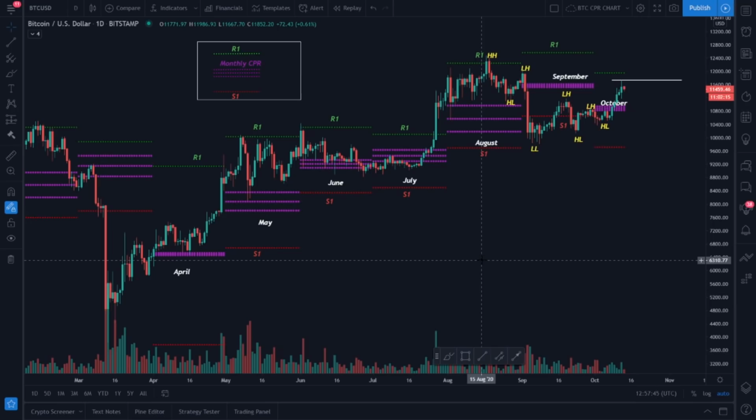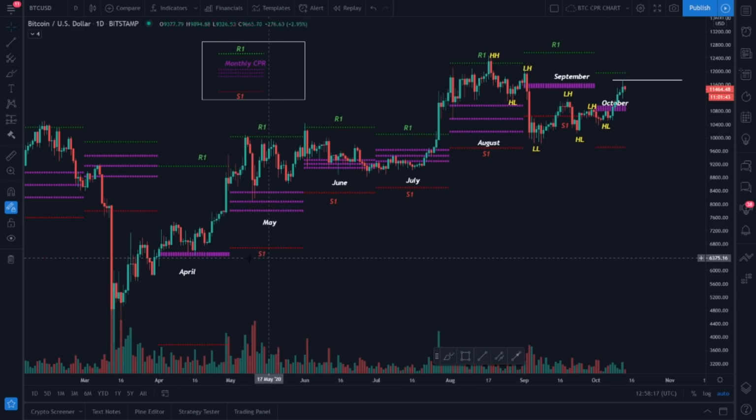If you are a new trader and don't have any plan, this CPR indicator could be a great help, because these lines, which you can see here, get plotted automatically. So you just have to look at how the price reacted after reaching that particular level and react accordingly.